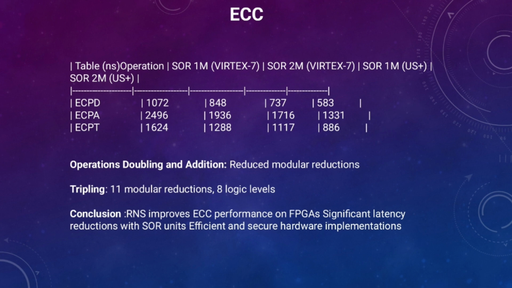Myself Omkar Pawar. I am explaining ECC. The operations doubling and addition reduce the modular reductions, tripling 11 modular reductions and 8 logic levels. Conclusion: RNS improves ECC performance on FPGAs, with significant latency reductions with SOR units, and efficient and secure hardware implementations.